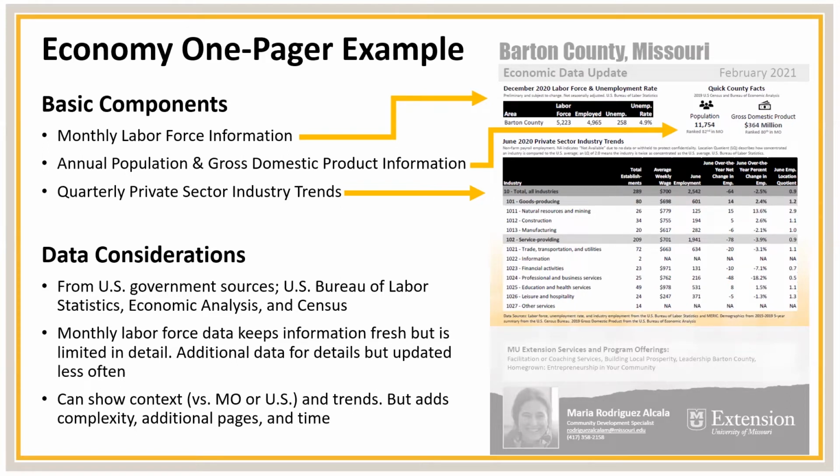So for example, under quick county facts, we have the ranking. You could put under the labor force information, the Missouri rate. What is the Missouri unemployment rate? There's more data you could add, but it adds time and it adds context to do that. Trends is something you could do as well. So there's more you could do, but just know that it adds more complexity.